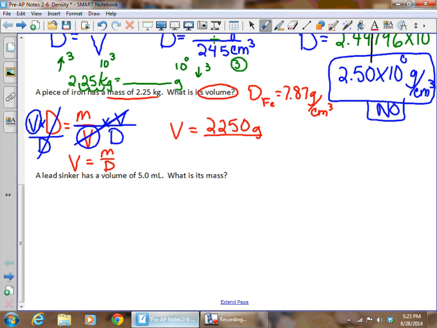The density we established was 7.87 grams per cubic centimeter. Our units cancel. Grams cancel. This says that we're going to divide these two numbers because one's on top of the other. And when we put that in our calculator, 2,250 divided by 7.87, we get a volume of 285.9.